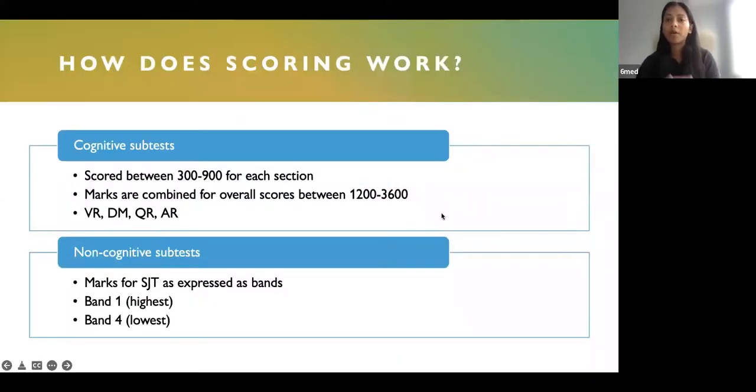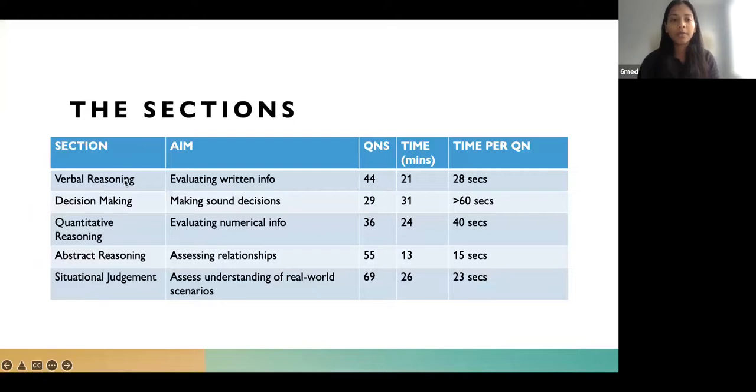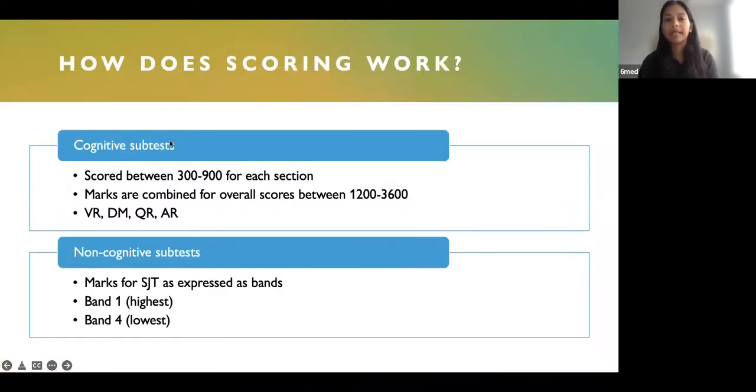Before I go on to the specific sections, just talking a little bit about how scoring works for the UCAT. Verbal reasoning, decision-making, quantitative reasoning, and abstract reasoning are known as the cognitive subtests. Each of those four sections will be scored between 300, which is the lowest mark you can get, to 900. The marks for each of these sections will be combined to get your overall score, which is between 1200 and 3600.